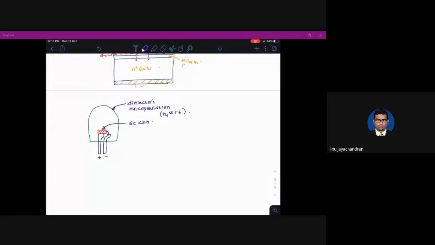So what are the uses of this dielectric encapsulation? The first one, obviously, is to protect the semiconductor chip. You might have seen that even if you drop the LED or just crush it, nothing will happen. The dielectric encapsulation will protect the LED. Unless you pull out the diodes or the electrodes, it doesn't have any problem. The second one is to reduce the reflection.